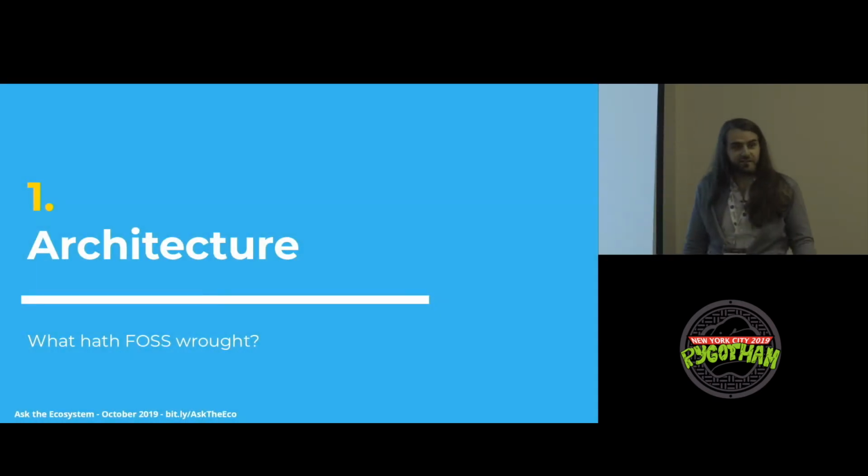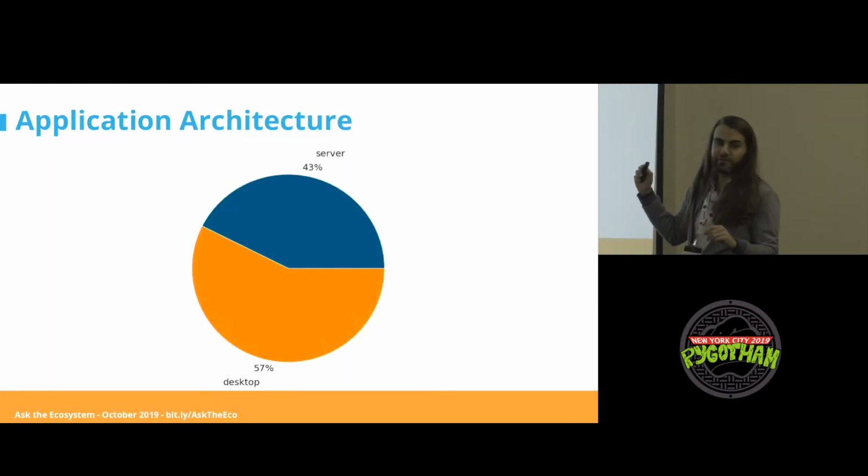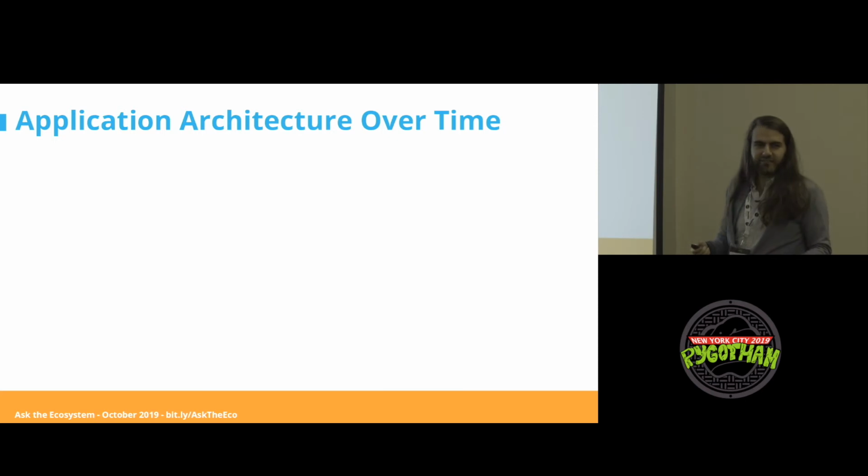So let's actually look at what we're dealing with here, starting with something nice and simple, the architecture. What do most Python applications look like? Basically, it breaks down to about 43% of them are server-oriented, multi-user applications, and 57% are desktop applications. That would be GUIs and CLIs. Okay? How does it look over time, right?